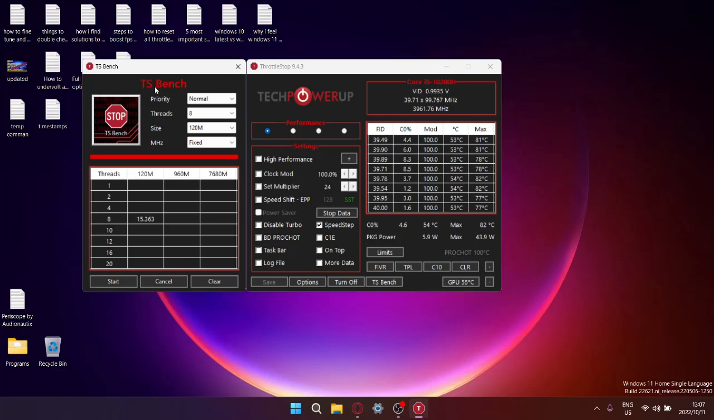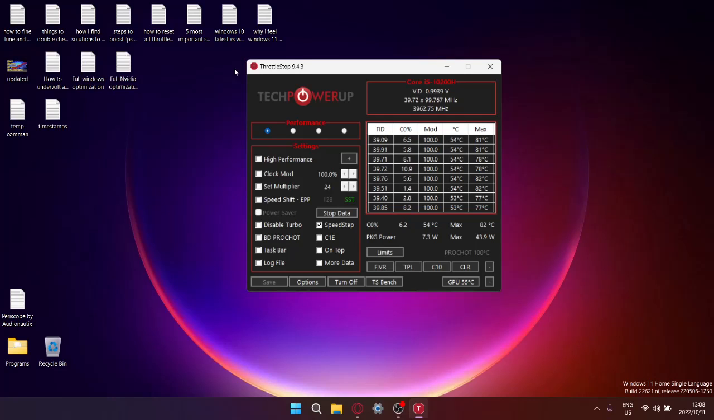Because you must remember, when you're playing a game, it's not really stressing the CPU to its max. Whereas TS Bench pushes your CPU to its ultimate max. That's why you typically find that the temperatures that you find here are going to be higher than what you're going to be experiencing in game.